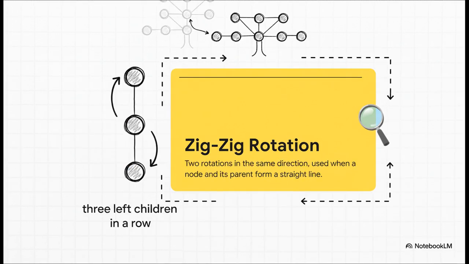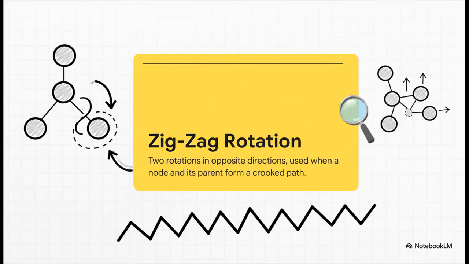This one handles cases where the node, its parent, and its grandparent all form a straight line, like three left children all in a row. Instead of one big move, we do two smaller rotations in the exact same direction. The parent rotates up, then our node rotates up, moving it two whole levels closer to the root in one single operation.